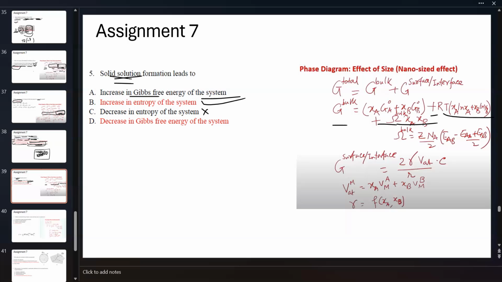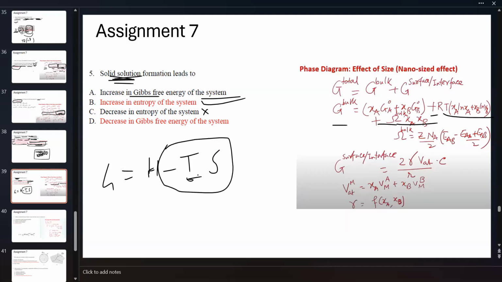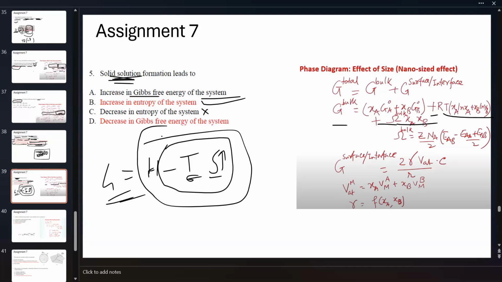Ideally, formation of solid solution will lead to release of energy. So H minus TS. Their entropy is increasing, so even this term should increase. Oh, sorry, their entropy is increasing, so delta G should decrease.